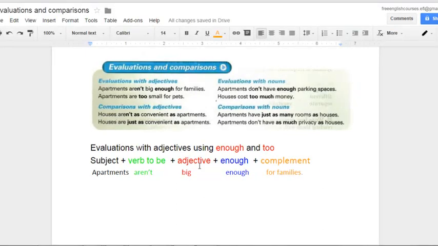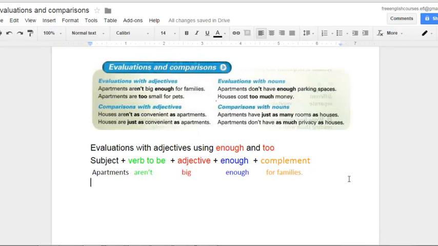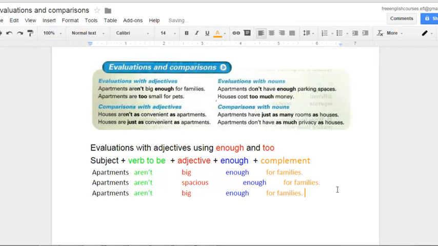So if we think about other evaluations that we can say about apartments or homes, we can say the following. I'm going to copy this because the next evaluation is going to be quite similar. Apartments aren't, and I'm going to change the adjective here. I'm going to say apartments aren't spacious enough for families, okay? And let's do one more. We can also say that apartments aren't comfortable enough for families.